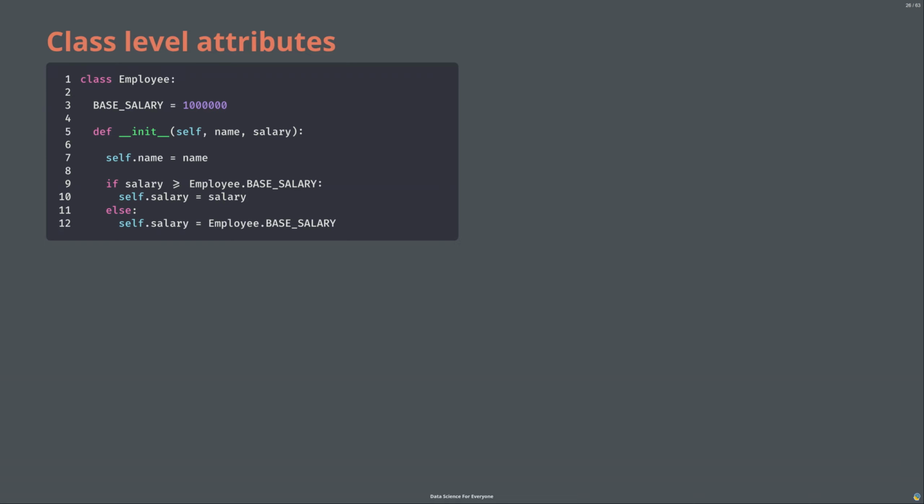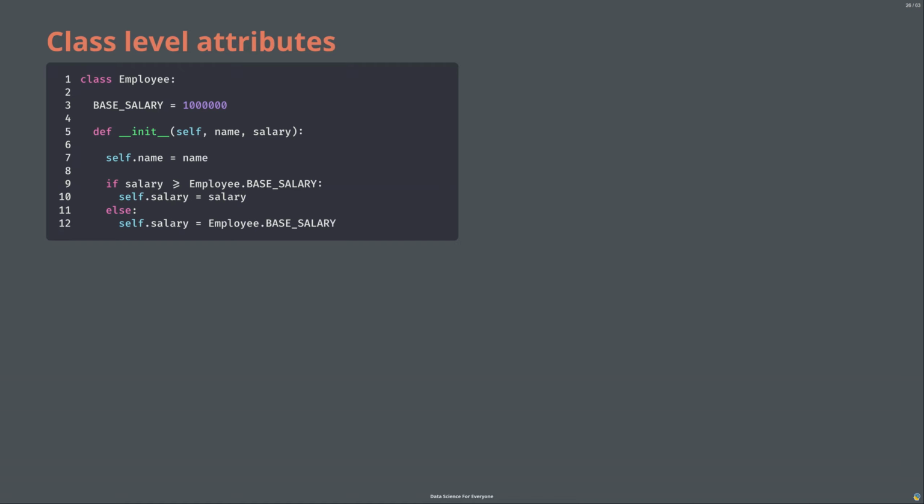For example, we could define base salary to 1 million. Notice that we don't use self to define this because it doesn't belong to any single object. Also, it's common to write class attributes in all capital letters. To use this value inside the class, we access it using the class name followed by a dot, like employee.base_salary.